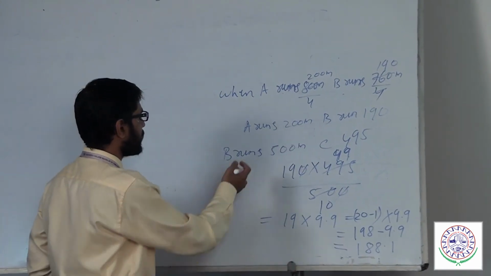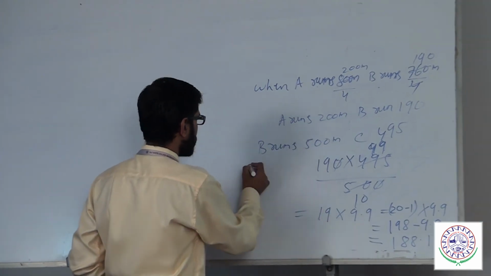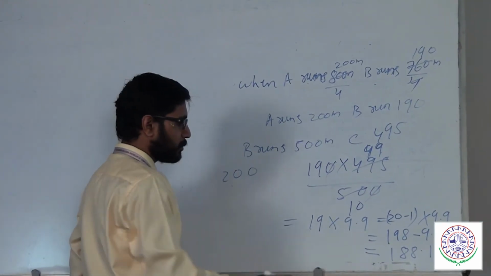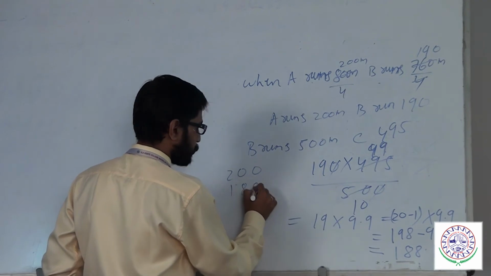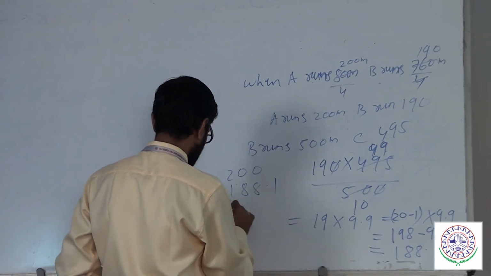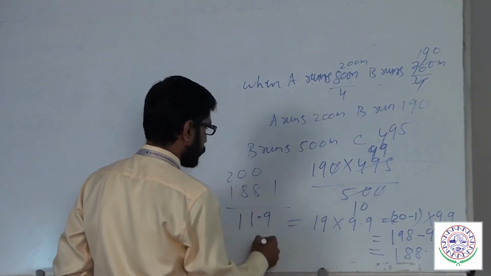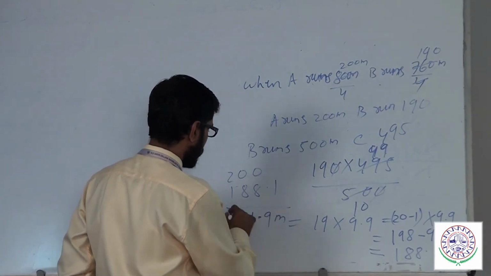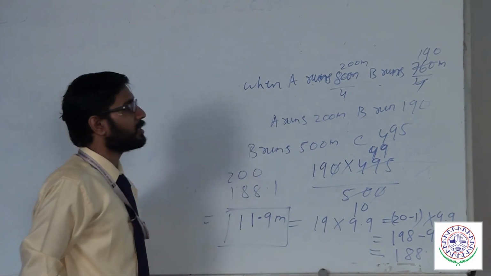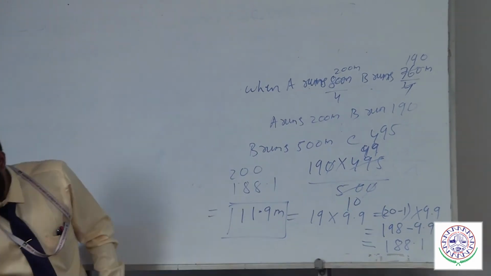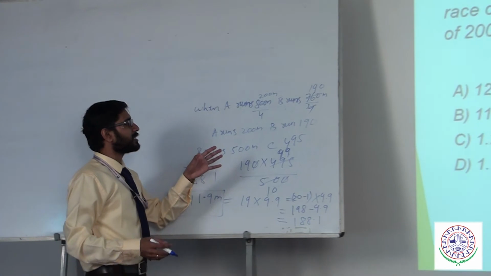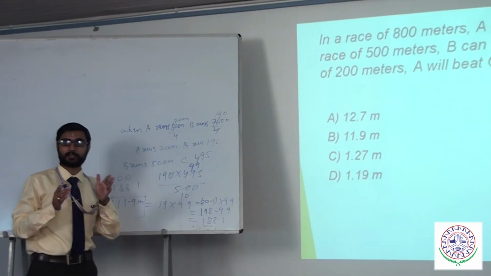Now if you just subtract the distances, A runs 200, and at the same time C will cover 188.1. If you subtract this, you will get the answer as 11.9 meters. So the answer for this question is 11.9. Like this you need to solve this. If you take this up with the formulas, you will take more time.